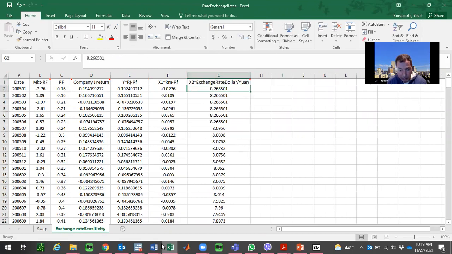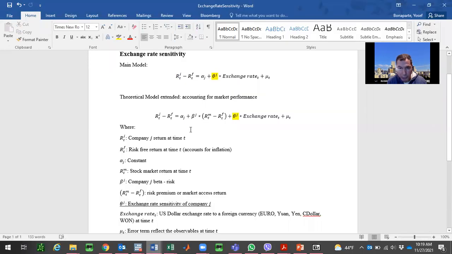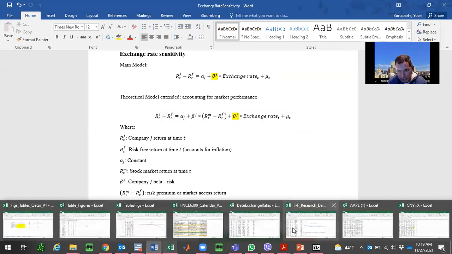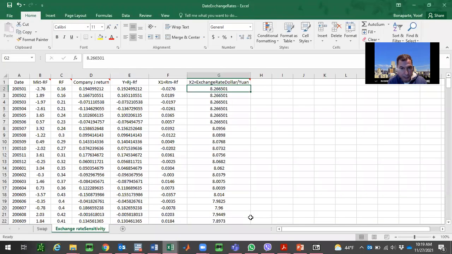Let's go back to this model that we support. This is our left-hand side. This is our Y equal to, that's X1, RM minus RF, which is risk premium, plus exchange rate. So what we need is the theta. That's our goal. So let's go here.